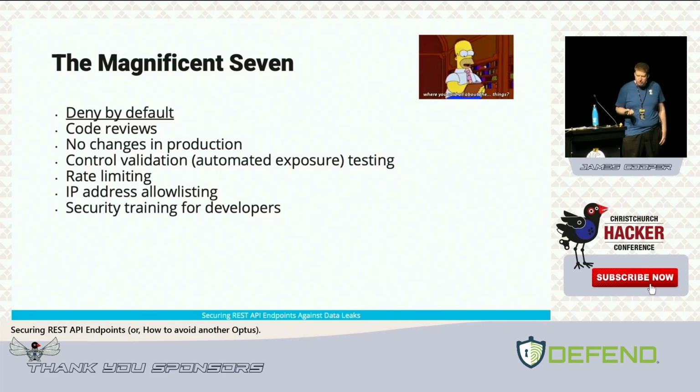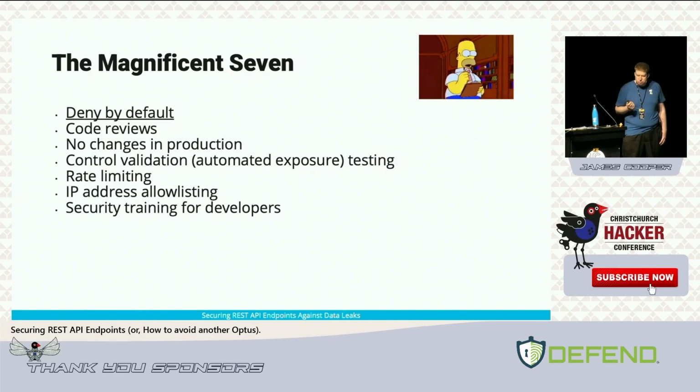Control validation testing. A great thing you can do is just ping your own endpoints and check whether we're getting back the correct 401s, 403s, 200s, whatever status codes for these endpoints, depending on the user we've got. There are lots of ways you can do that.